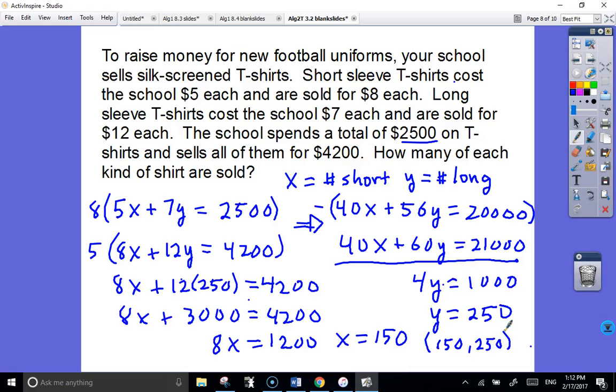So it's more like you would say 5x plus 7y has got to be less than or equal to 25. So you can spend up to 2,500, but you might actually spend less. Or we need to make 4,200 on this, so let's set that to be greater than or equal to.